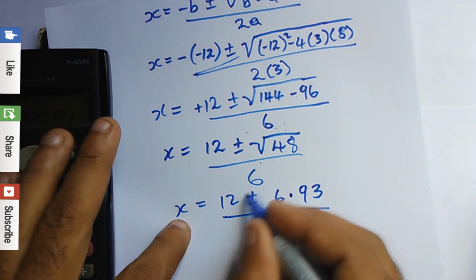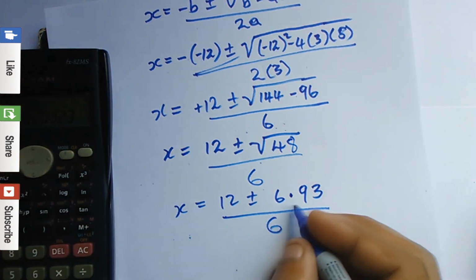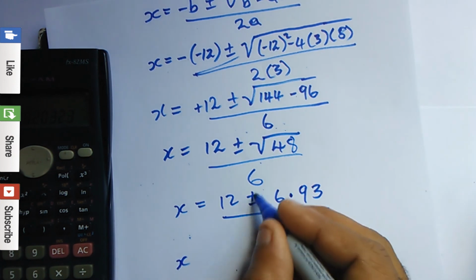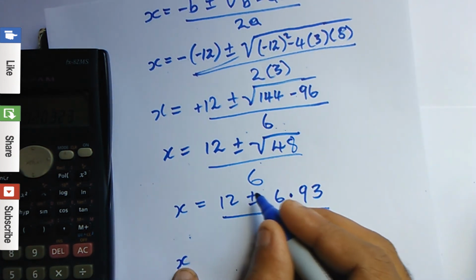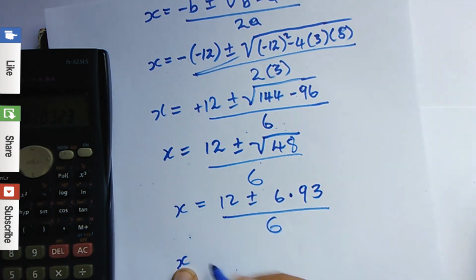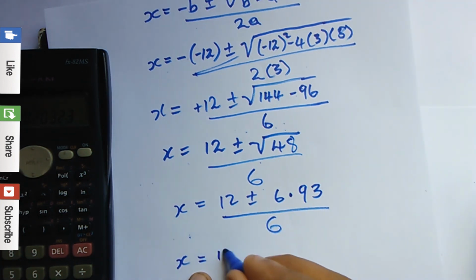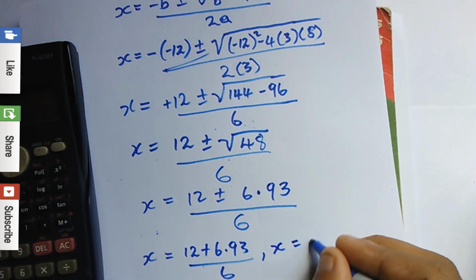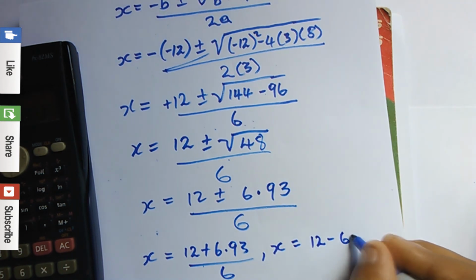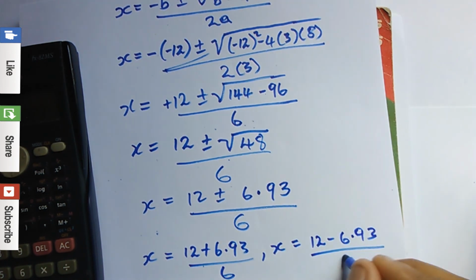When I'm at this stage of the question, I'm going to write the x value 2 times. Remember, we have two roots in this case. So x with the plus or minus, one is positive, one is negative. I'm going to write one of the x values with the plus sign, one with the negative sign. So I'm going to have x equal to 12 plus 6.93 divided by 6, and x equal to 12 minus 6.93 divided by 6.